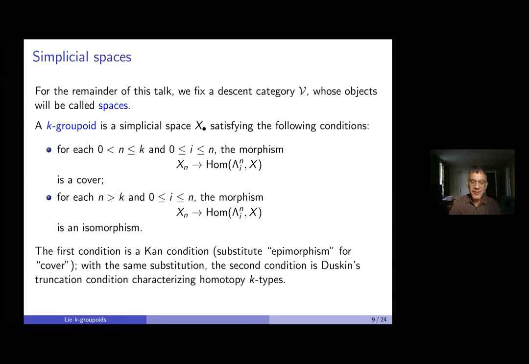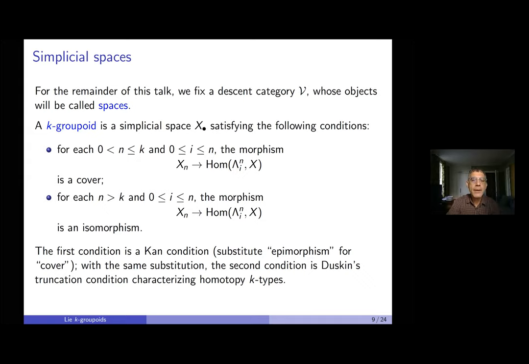So somehow this is a geometric generalization of Duskin's idea of homotopy K types. But in my view, the point is that Duskin landed on the somehow optimal definition for geometers. And in particular, it reproduces Ehresmann's notion of a Lie groupoid. And so I'm somehow fusing those two intuitions together to get this definition. So as I said, something like this first appears in the work of Andre Henriques.